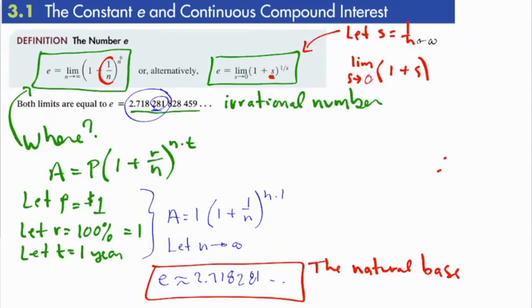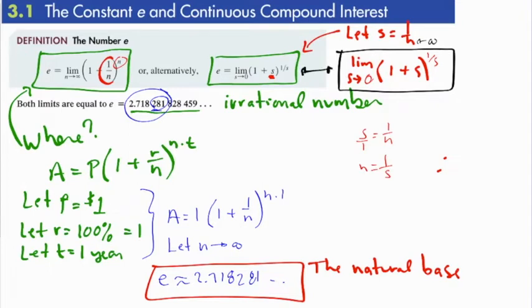Now we just have to replace this n in the exponent and say, well, if s is equal to 1 over n, if we put s over 1 and cross multiply, we find that n is equal to 1 over s. And now our expression has replaced all of the n variables with s variables, and that's how we've gotten this new expression for e.